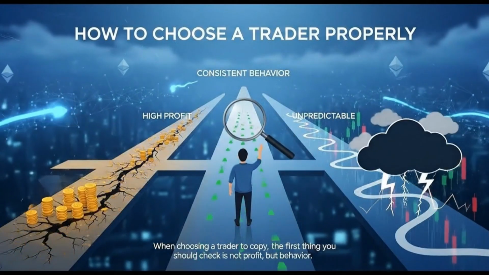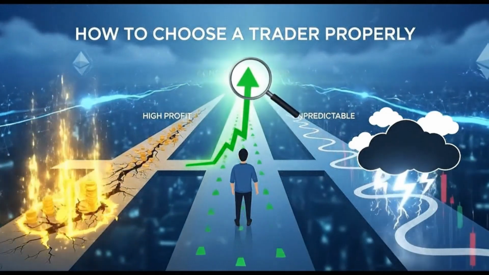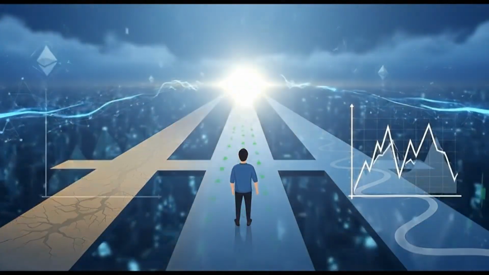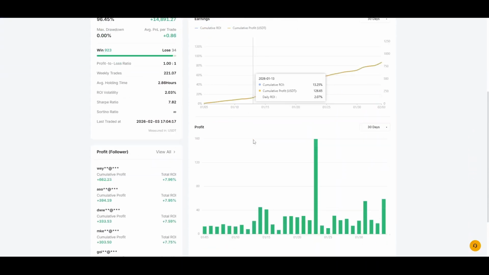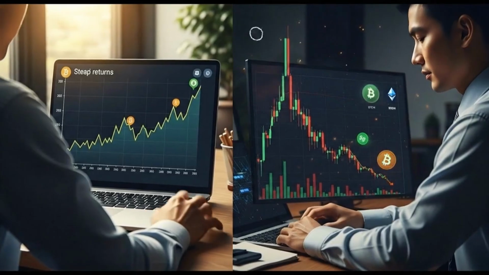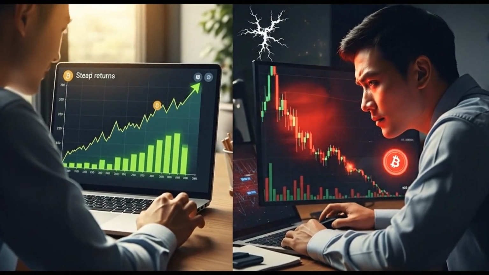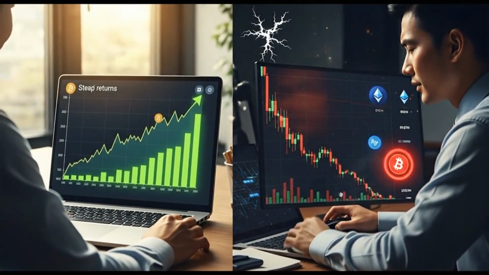How to choose a trader properly. When choosing a trader to copy, the first thing you should check is not profit but behavior. Look at how long the trader has been active and how consistent their performance is over time. A trader with steady results and moderate returns is usually safer than someone with explosive gains over a short period.